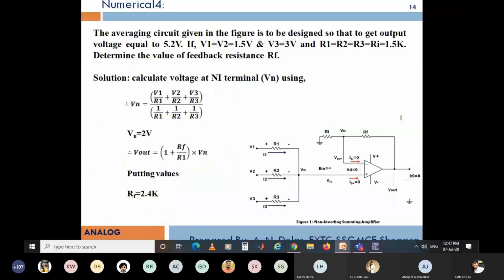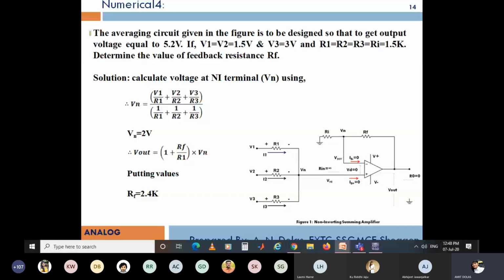Next, numericals such as this are rarely asked in the examination, because in an earlier lecture I told you it is a design subject wherein the required output will be given to you. Analysis will not be given to you, like some component values are given, R1, R2, R3 and Ri are given, output is given, input is given and the value of Rf is to be calculated. Such kind of problem may rarely be asked in the examination. Still we will go through one such problem.